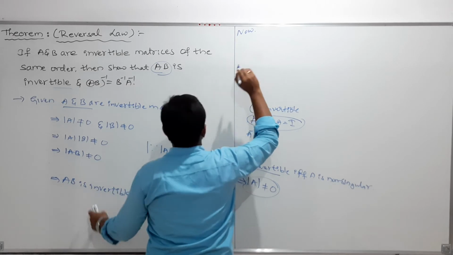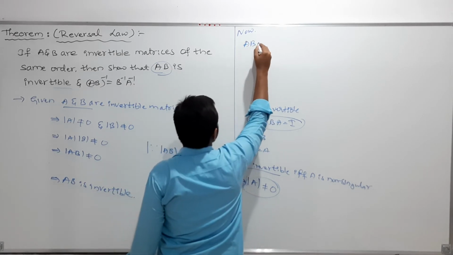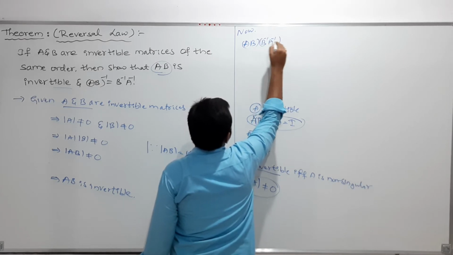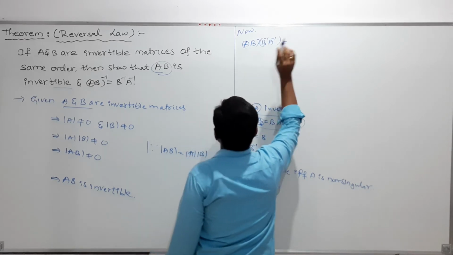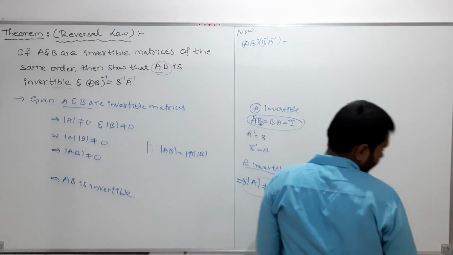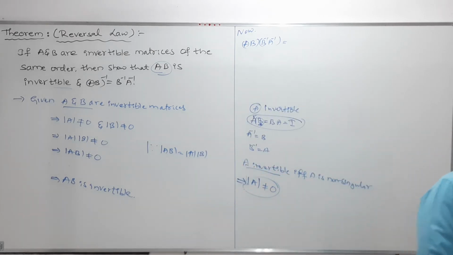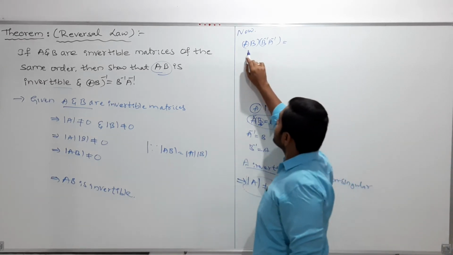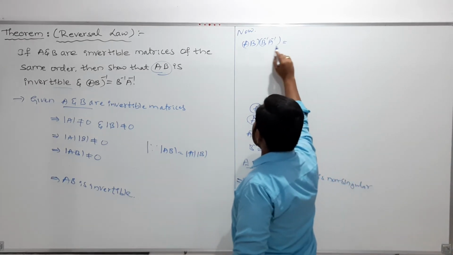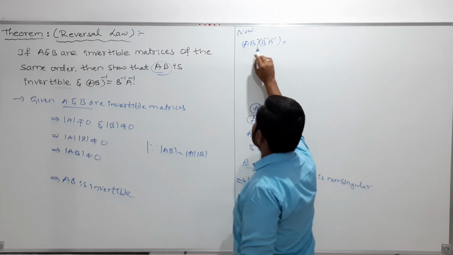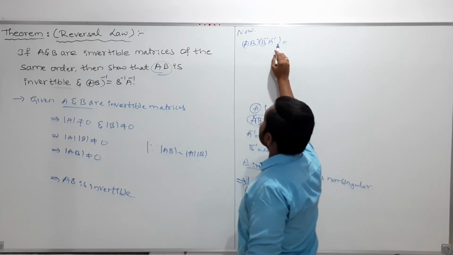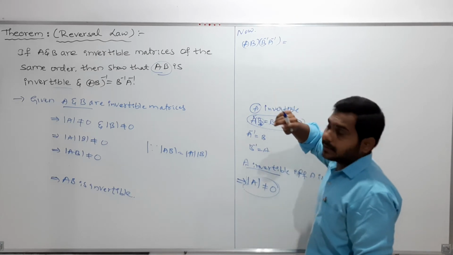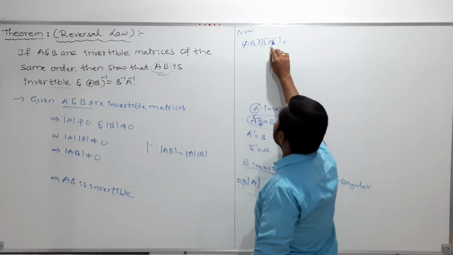Now AB is invertible means I can write AB into B inverse into A inverse, and this is equal to the identity matrix I. Am I correct? Yes, I hope you understood. So now, my students, I will consider AB into B inverse into A inverse. This value is equal to the identity matrix, so I can write. But I will consider it as AB into B inverse into A inverse.